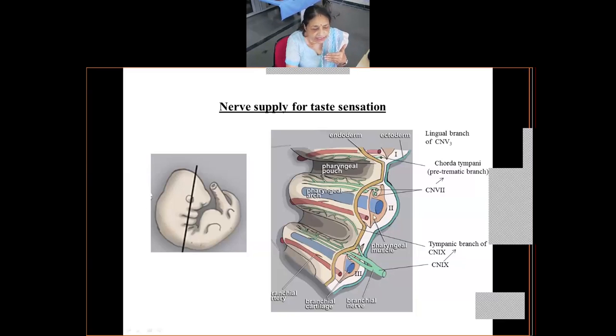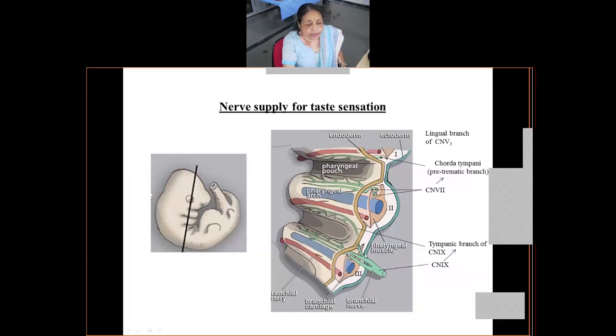Then the second arch, and this is the third arch. Now the second arch does not take part in the formation of the tongue, because it is overlapped by the third pharyngeal arch. So we will come to the third arch. Which nerve is there? That is the glossopharyngeal nerve.